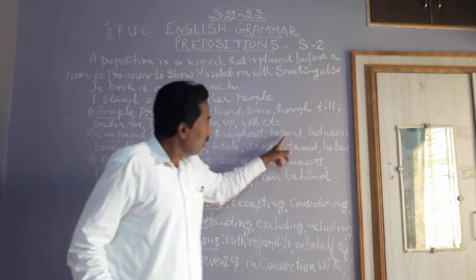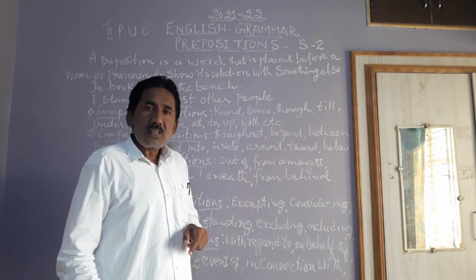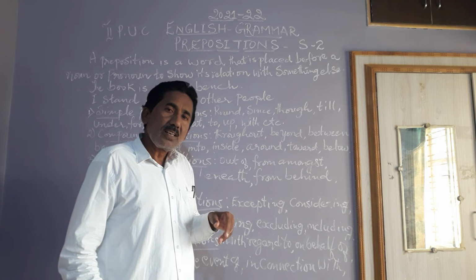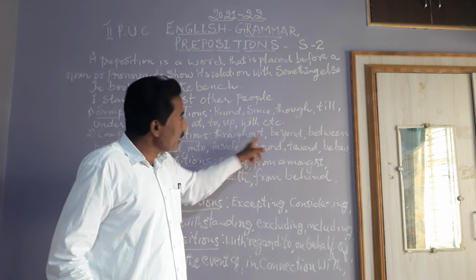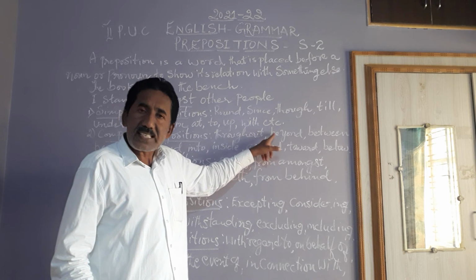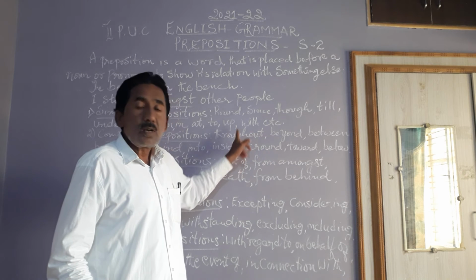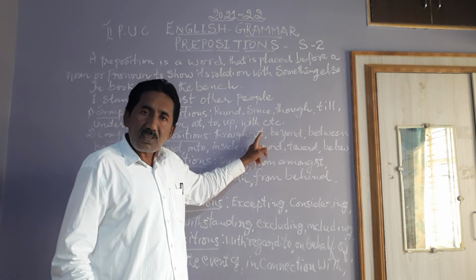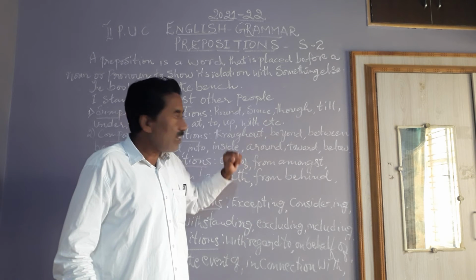Understood? Throughout, beyond limit. So we use beyond limit. Limit is what? Noun. So beyond is what? Compound preposition. Throughout his life. His life. His is what? Pronoun. Life is what? Noun. So we are using throughout. His is pronoun. Life is noun.